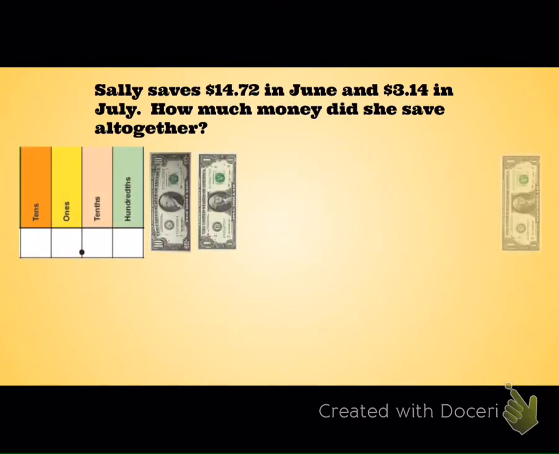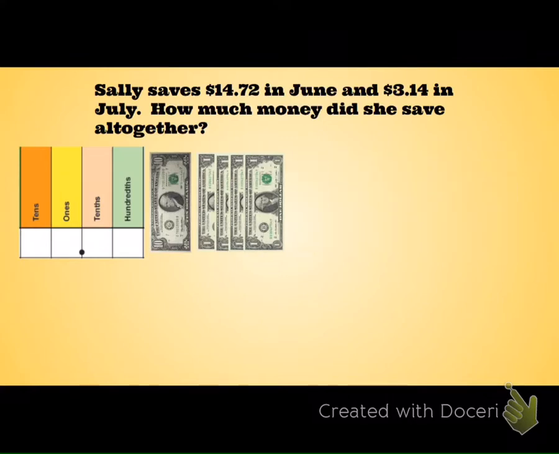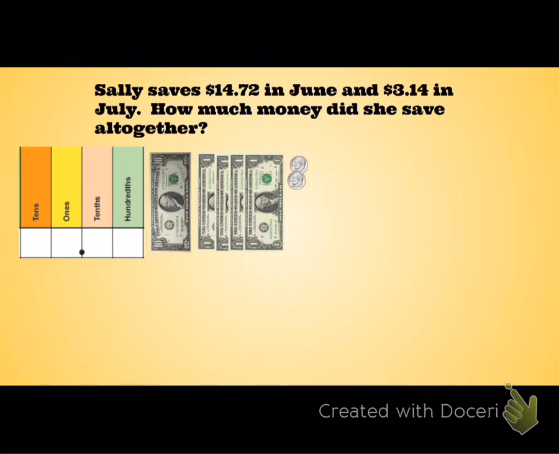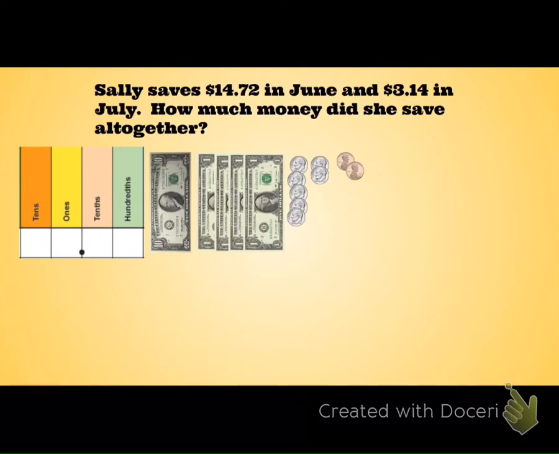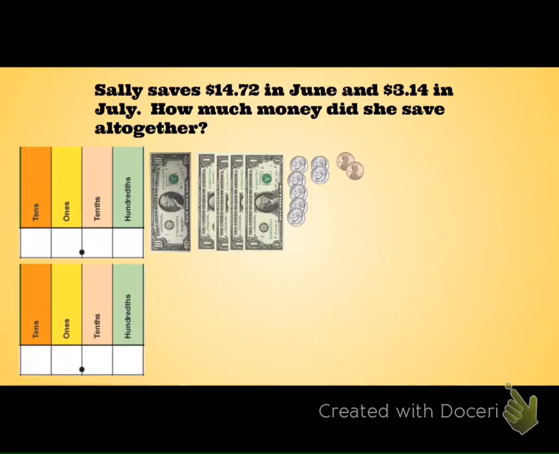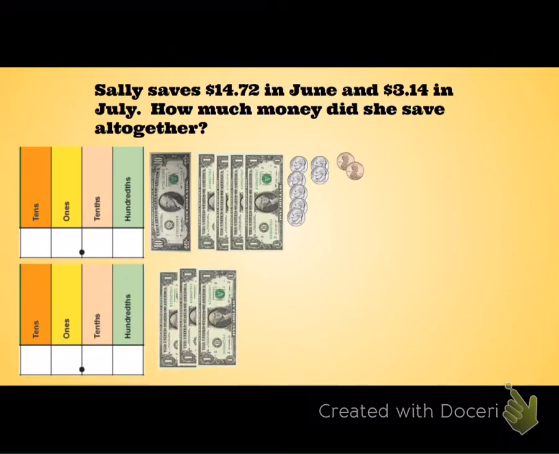So if we have the $14.72, we have one $10 bill, we have four $1 bills, we have 7 dimes or 7 tenths, we have 2 pennies or 2 hundredths. So think in terms of that. Now the $3.14 she saved in July. So we got 1, 2, 3 wholes, $3, 1 dime, 1/10, and 4 pennies.